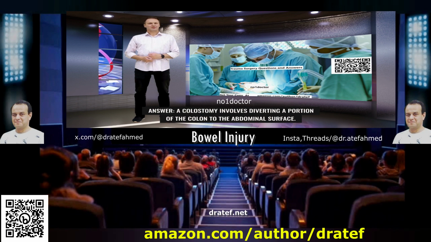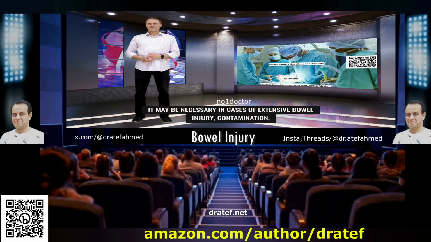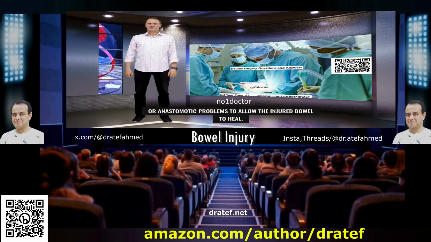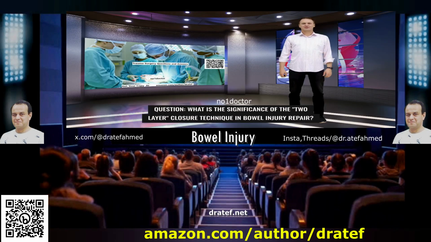Question: how is a colostomy performed, and when might it be necessary in bowel injury repair? Answer: a colostomy involves diverting a portion of the colon to the abdominal surface. It may be necessary in cases of extensive bowel injury, contamination, or anastomotic problems to allow the injured bowel to heal.